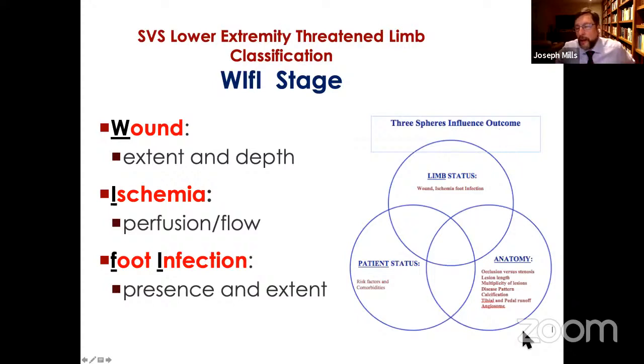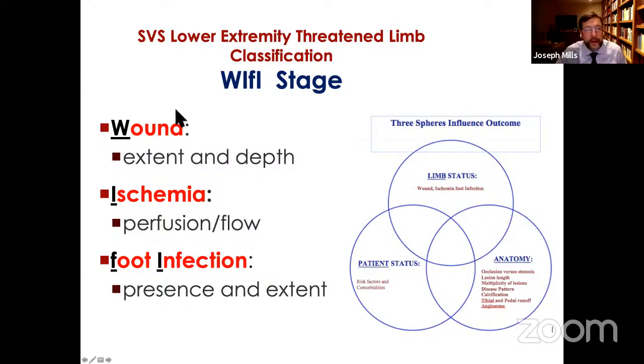So I talked to Tony Sidawi at the time. He was president of the SVS, and he linked me up with Mike Conte, who's at UCSF in California now, because the Global Guidelines Committee was just starting. And we decided to tackle just this one piece, the limb status. And so what wound, ischemia, and foot infection, or WIfI, is meant to be is just like TNM for cancer, right? So you wouldn't imagine treating a cancer without staging it first. So why would we treat a complex limb problem without staging it first, right? Because the stage has some influence on the outcome and also on its therapy.